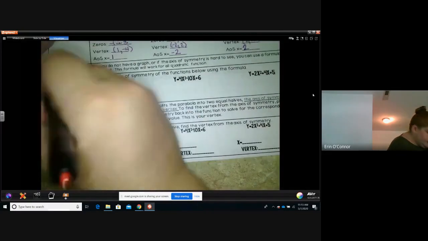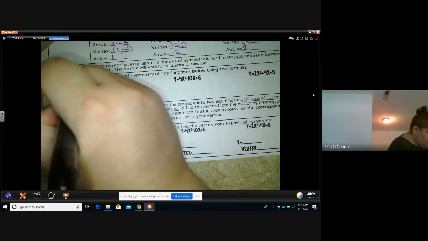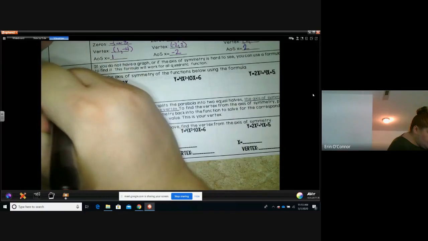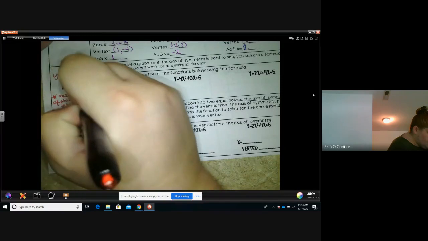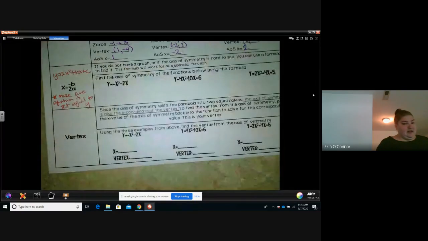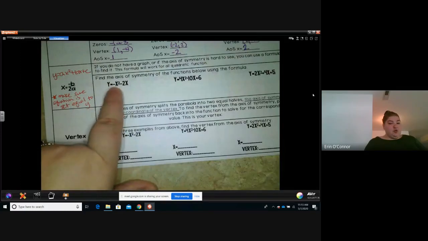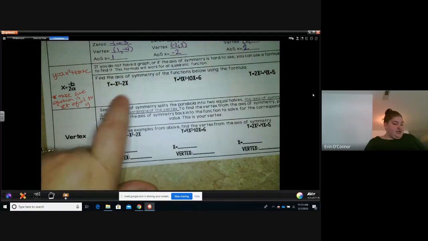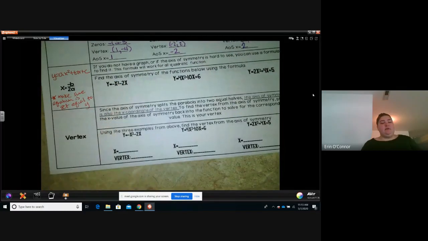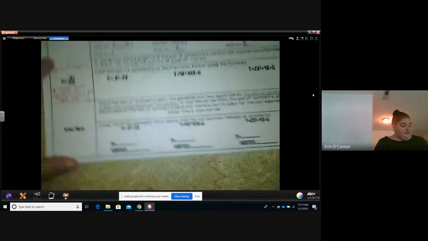So let's make sure the equation is set equal to y. If it's not, you do this. And it has to be in descending order. So like this is x squared, the next one is just x, and then if you have a constant or a number after that, that's what goes next.